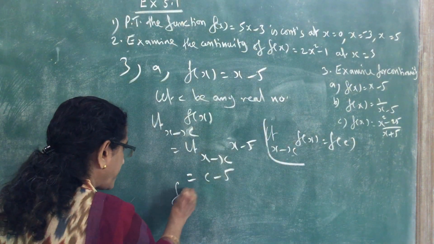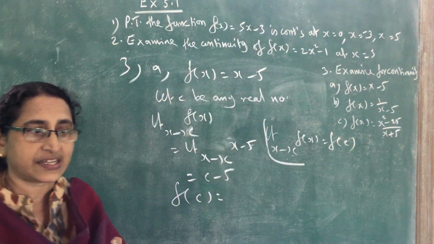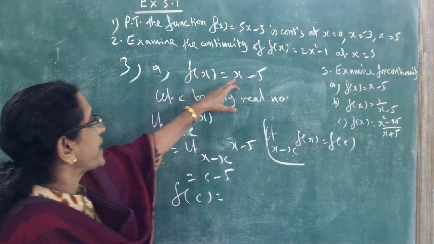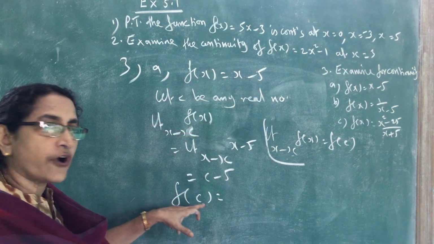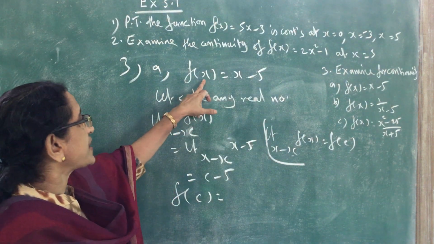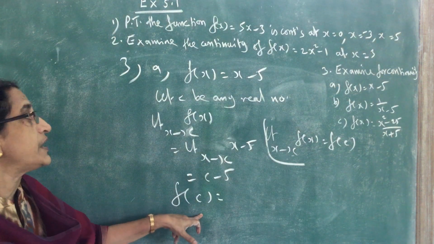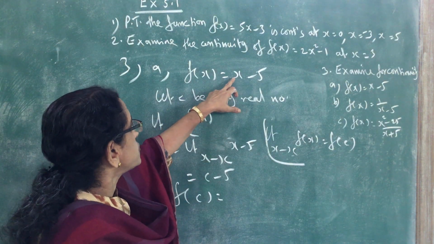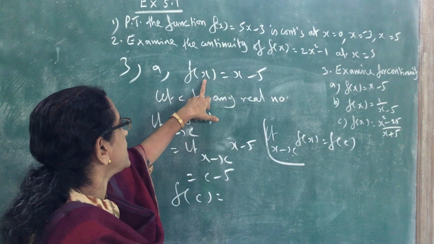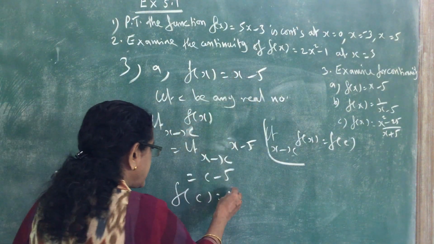Now we want to find f of c. f of c means the value of the function f of x at x equal to c. f of x equals x minus 5. So what is f of c? Just like f of 1, in the place of x we write 1, here for f of c we substitute x equal to c in the function. So f of c is c minus 5.